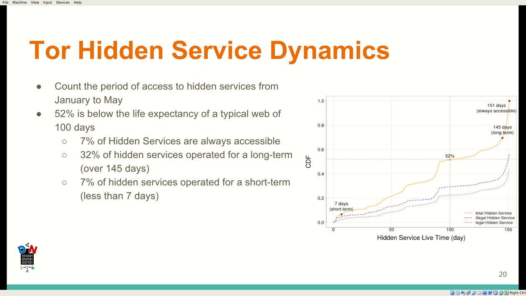In order to analyze the dynamics of hidden services, we counted the accessible dates from January to May. 52% of hidden services are below the life expectancy of the typical web of 100 days. Only 7% of hidden services are always accessible, and 32% operate long-term services over 145 days. 7% of the hidden services were short-term services, operating under 7 days.